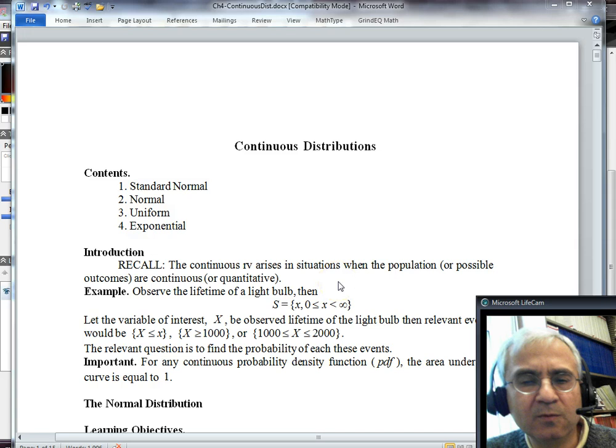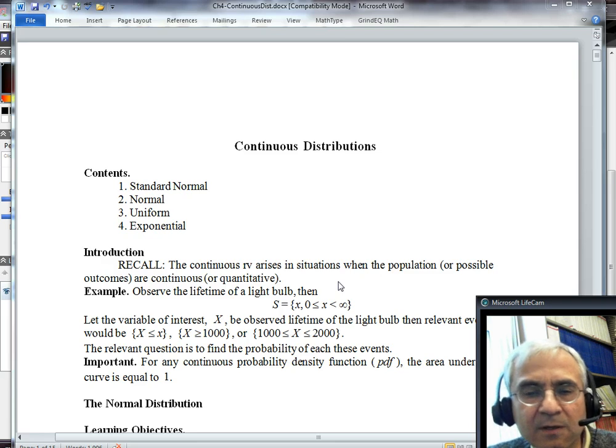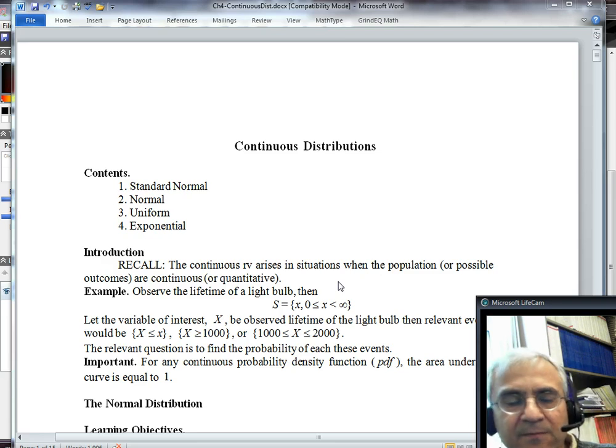So remember, we talked before about discrete random variables where the values are discrete. Now we're going to talk about continuous random variables where the possible values are continuous. If you remember, the continuous random variable arises in situations when the population or possible outcomes are continuous or quantitative. Like if you're looking at the lifetime of a light bulb, you say it's usually x, where x is between 0 and infinity, so it's very large, right?